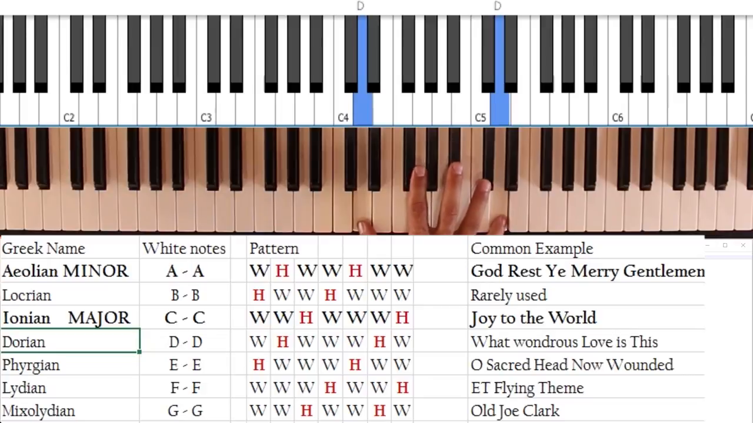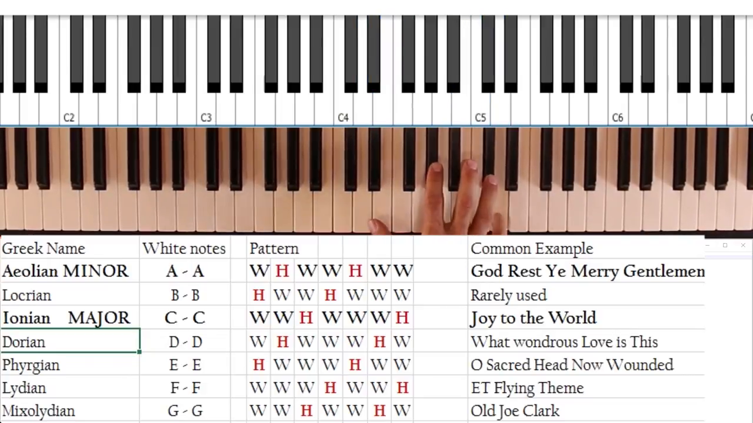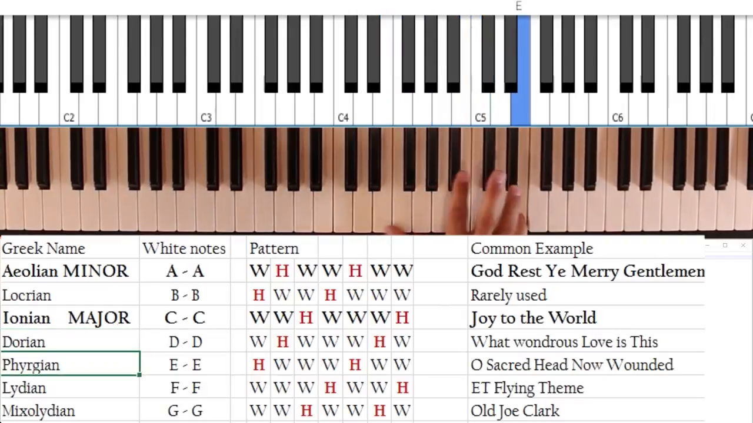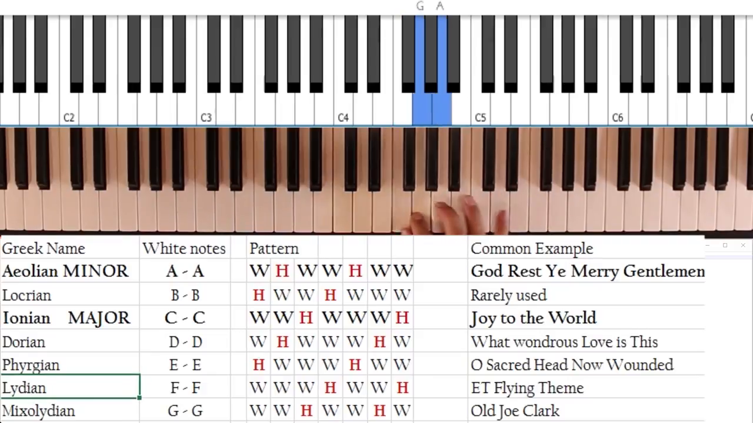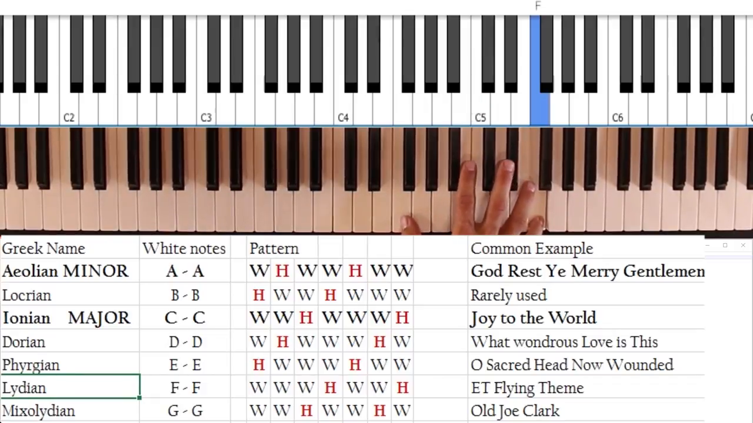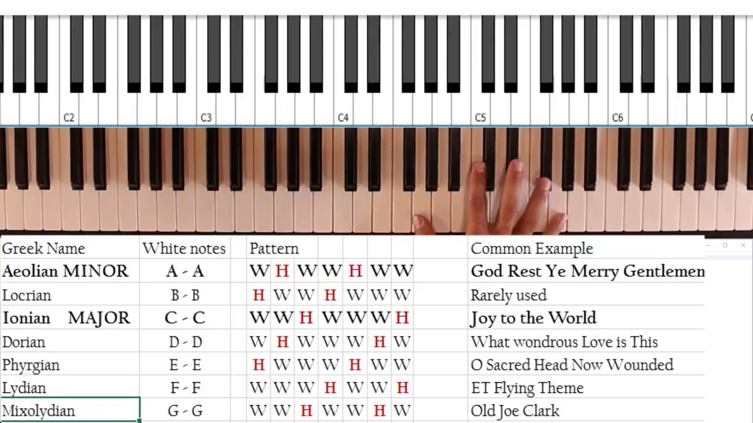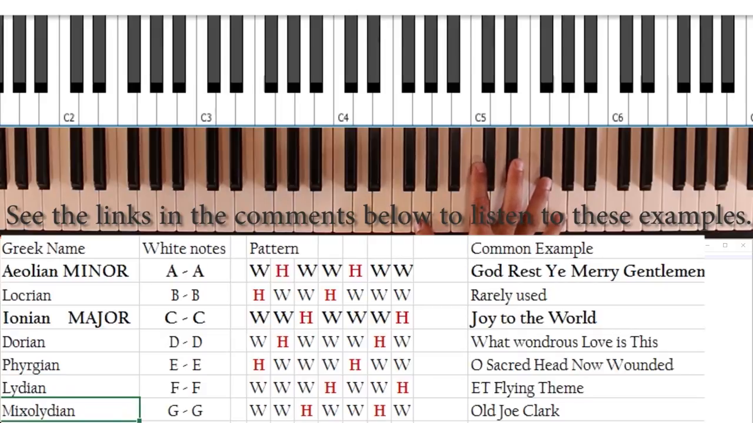This goes from D to D. A song that uses the Dorian mode is What Wondrous Love Is This or Scarborough Fair. The next is the Phrygian. It goes from E to E. And a good example of that is the hymn, O Sacred Head Now Wounded. The next is the Lydian mode. This goes from F to F. The only one I could find using the Lydian mode was the flying theme from the movie E.T. And the last one is the Mixolydian. It goes from G to G. The best example of the Mixolydian is actually a song called Old Joe Clark, which is an old bluegrass tune.